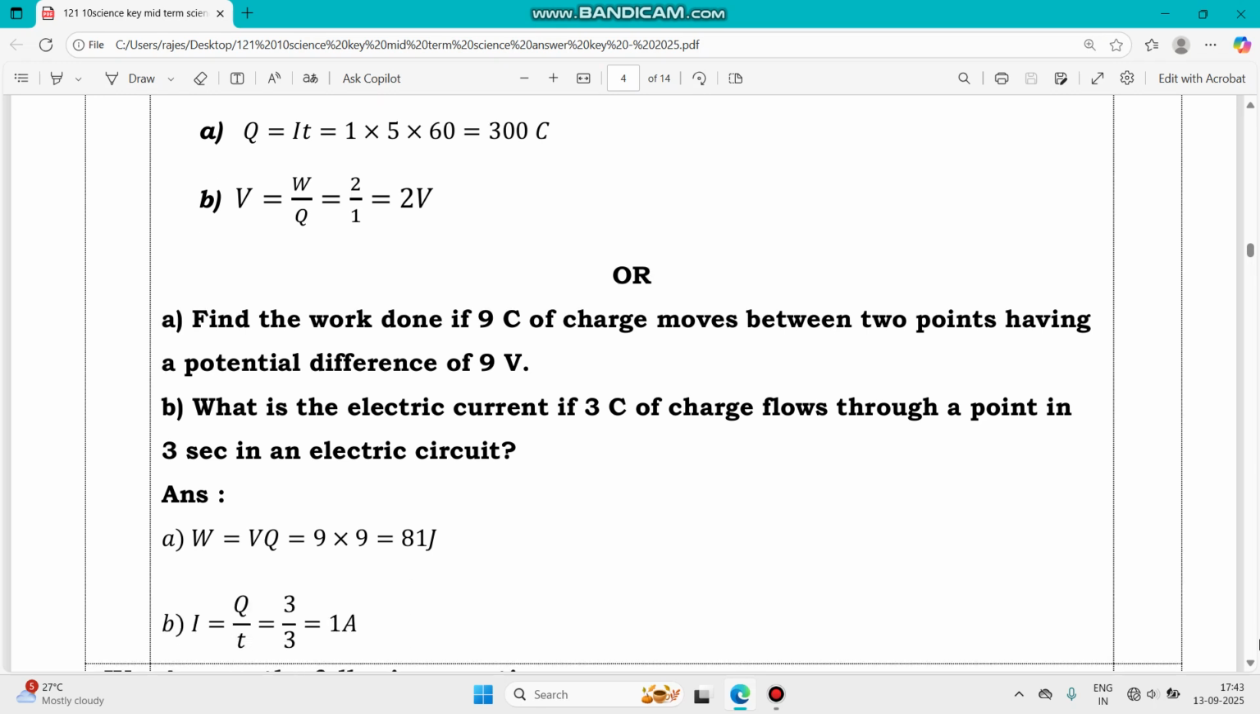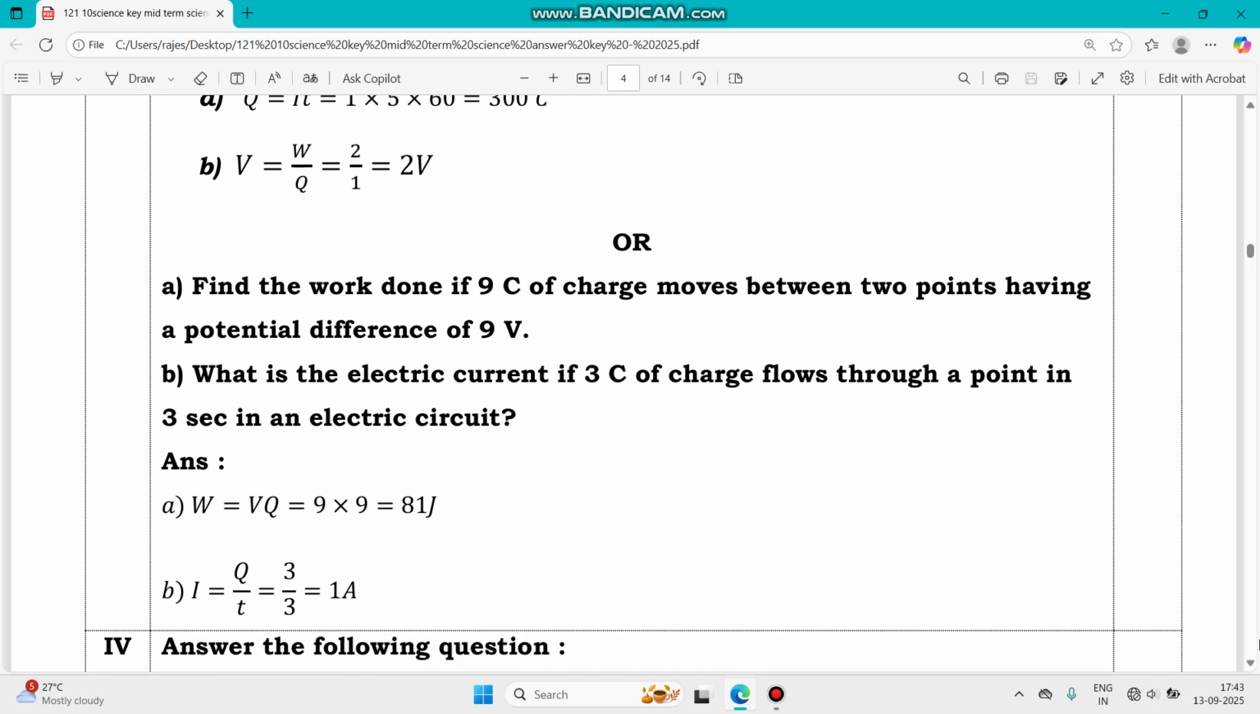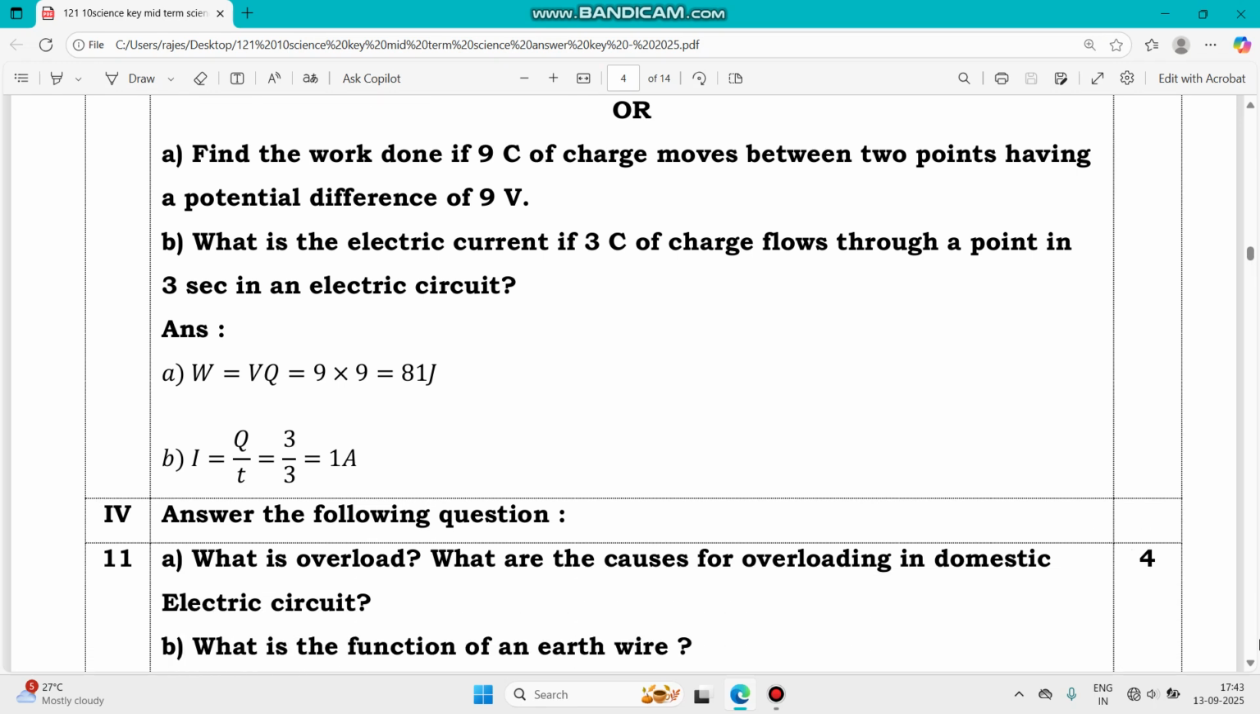Find the work done if 9 coulomb of charge moves between a potential difference of 9 volt. What is the electric current if 3 coulomb of charge flows through a point in 3 seconds in an electric circuit? So you are seeing the answer: W equal to VQ, so 9 into 9, that is 81 joule.